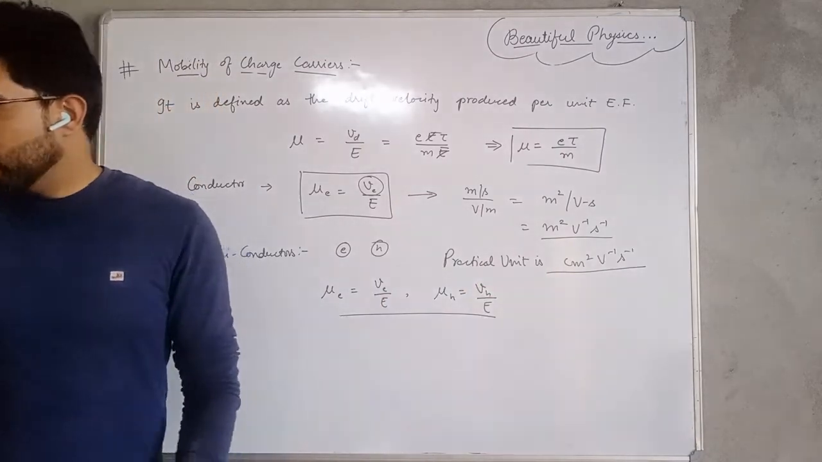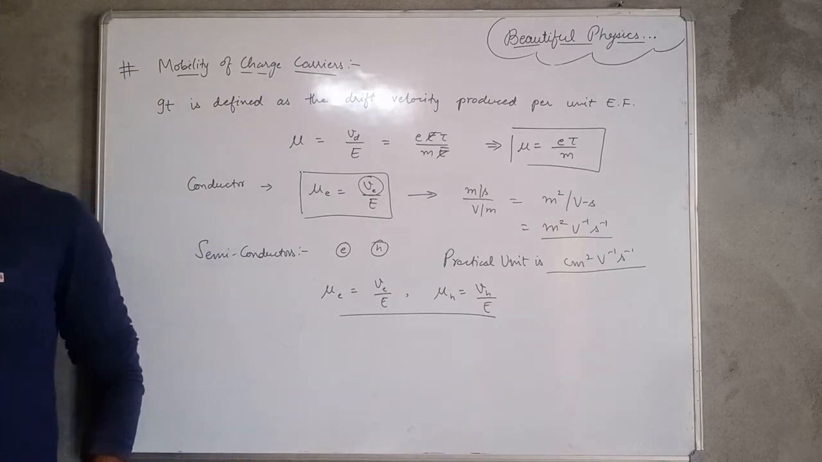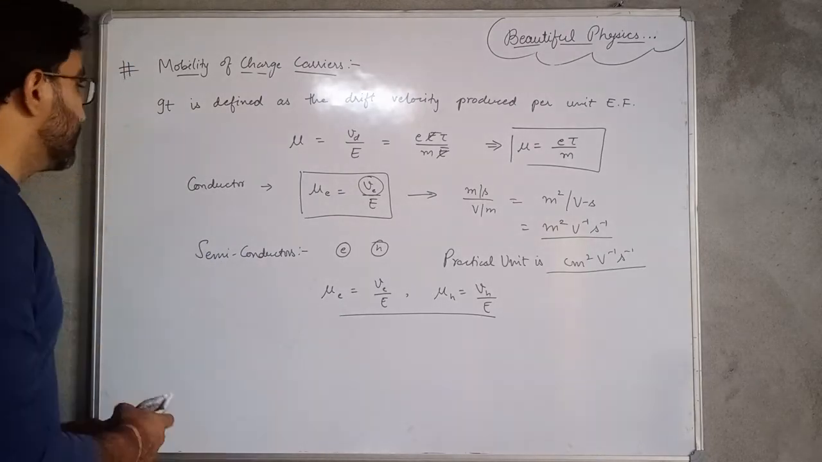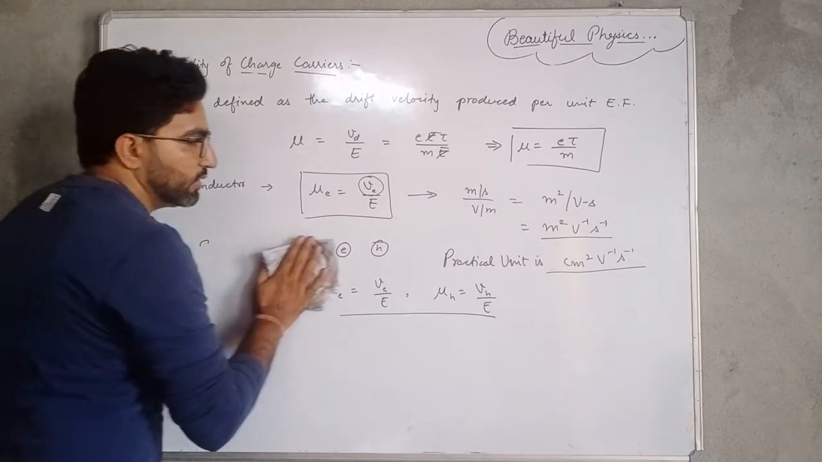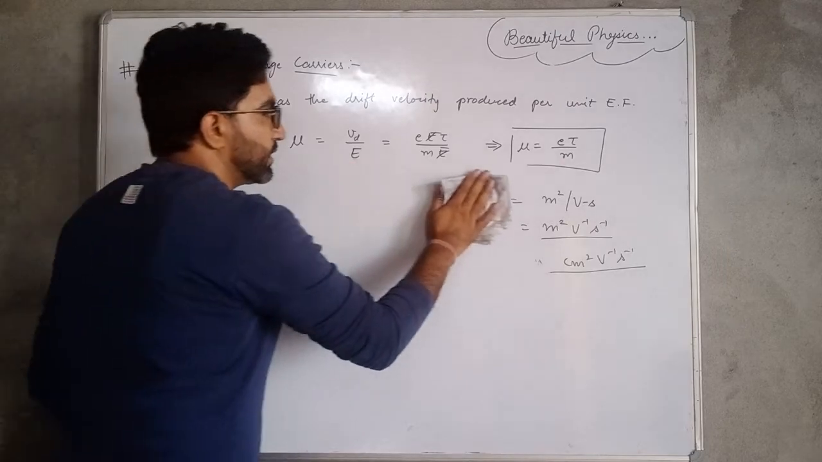Next one is the relation between electric current and the mobility of a conductor.